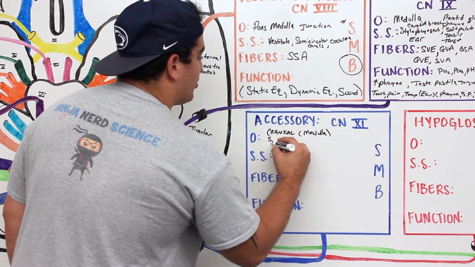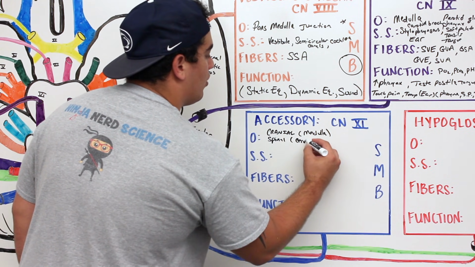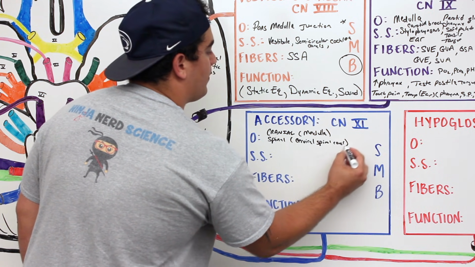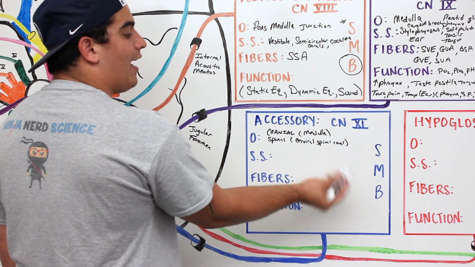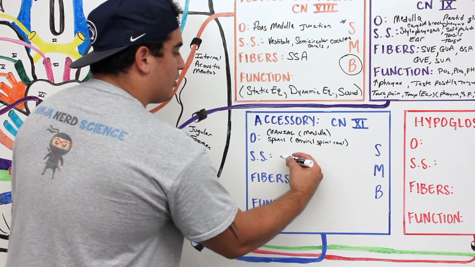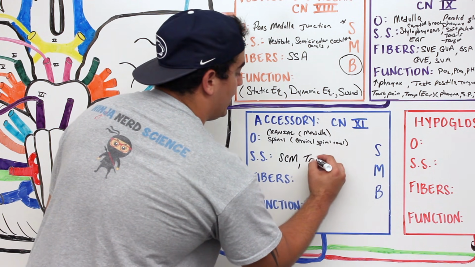But then we have an actual spinal component of the accessory nerve. And this is coming from the cervical spinal cord, specifically from, we said, C1 to C5 from the lateral funicular fibers, right? Okay, cool. What are the structures that it's supplying? Simple. Sternocleidomastoid, I'm going to put SCM, and the trapezius.